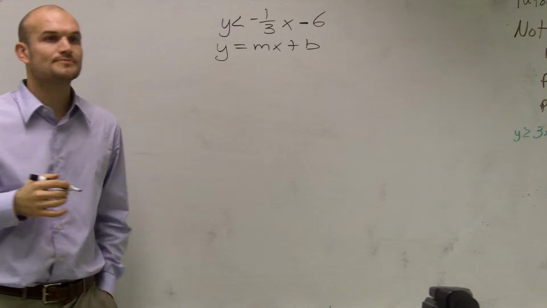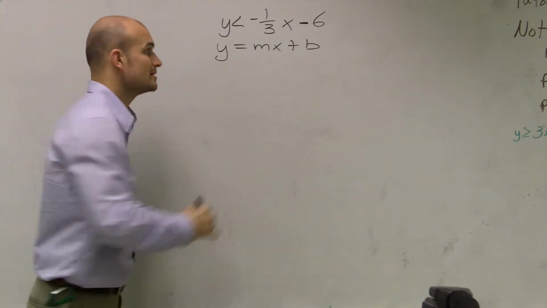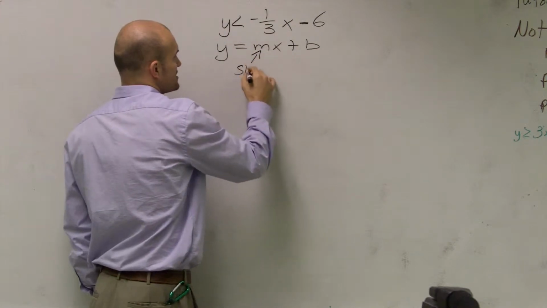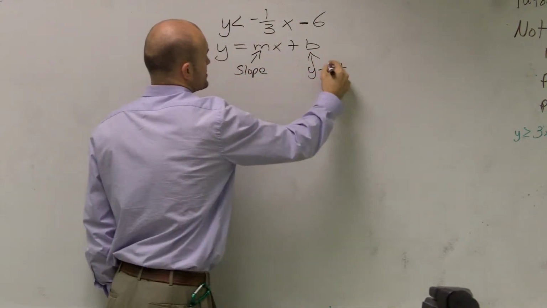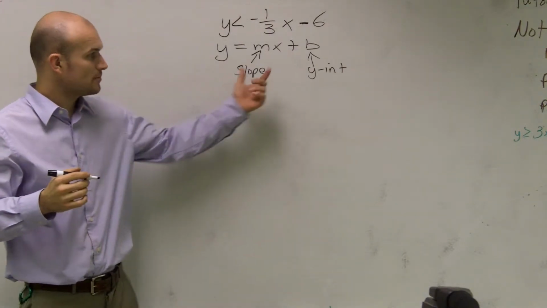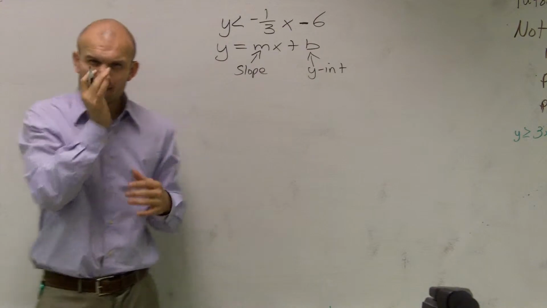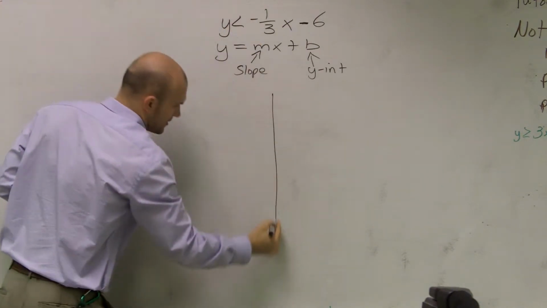Okay, this is what we call slope-intercept method. And the reason why I call it slope-intercept method is because m represents our slope and b represents our y-intercept. So now we know what our slope is and we know what our y-intercept is. Now remember, what exactly are our y-intercepts? Let's not forget about the inequality sign right now.